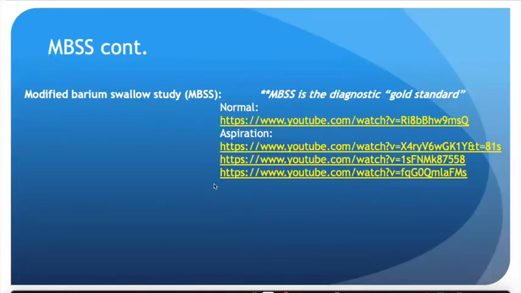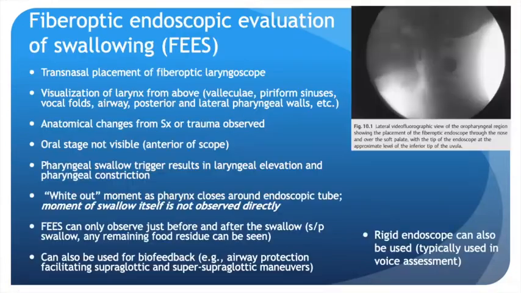You can look at these other links on your own. Fiber optic endoscopic evaluation of swallowing, or FEES. So this is a transnasal placement of a fiber optic laryngoscope attached to a camera. You can visualize the larynx from above. So you can look at the vallecula, the piriform sinuses, the vocal folds, the airway, the trachea, the posterior and lateral pharyngeal walls. And you can look at anatomical changes that might have occurred due to surgery or trauma.